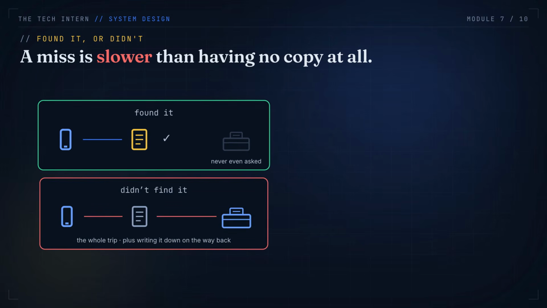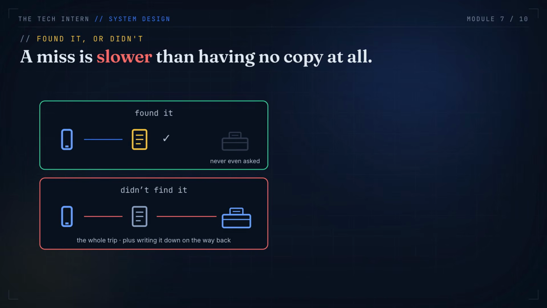If it doesn't, that's a miss. Now the app goes to the database, gets the answer the slow way, and on its way back, it drops a copy into the cache so the next person doesn't have to. So notice something uncomfortable. A miss is slower than having no cache at all. You did the whole trip, plus you stopped to write the answer down.